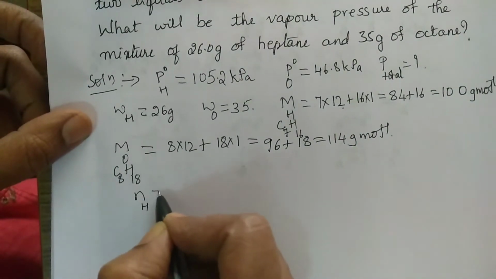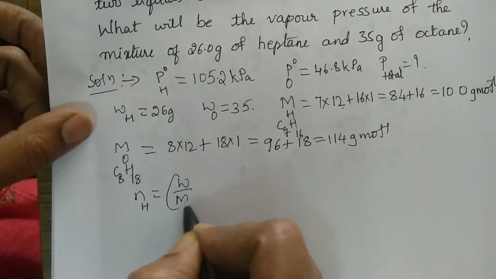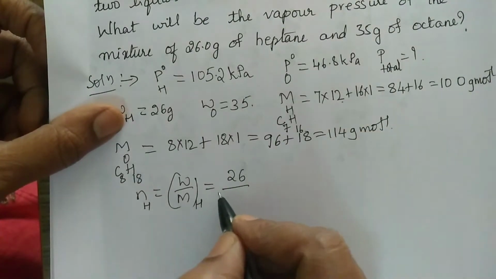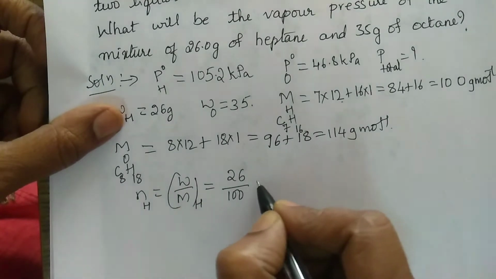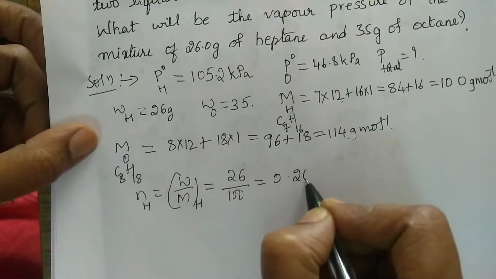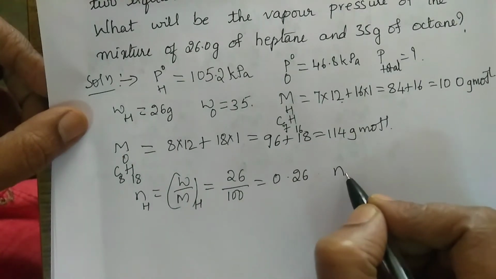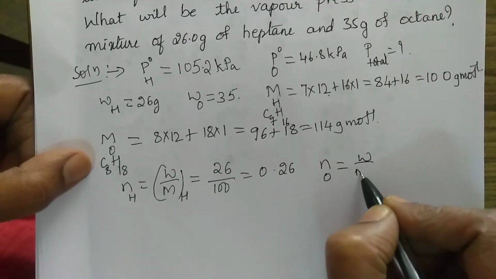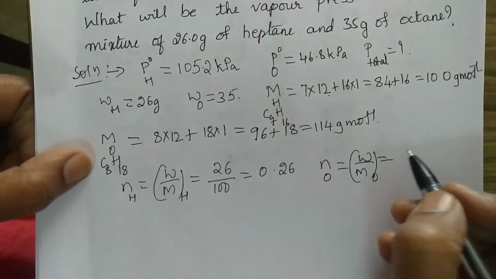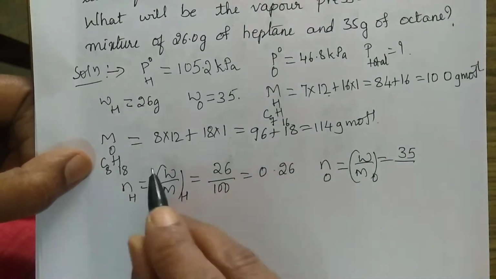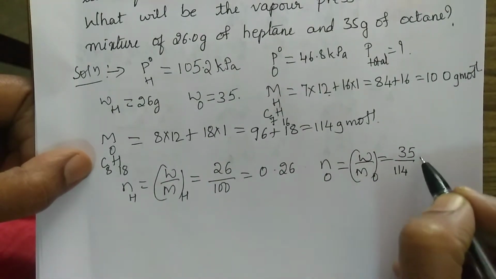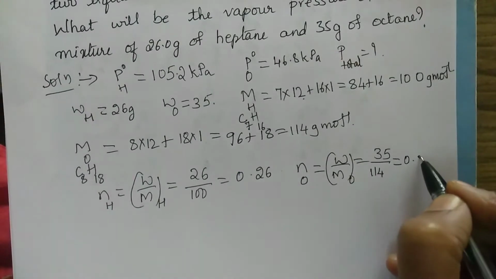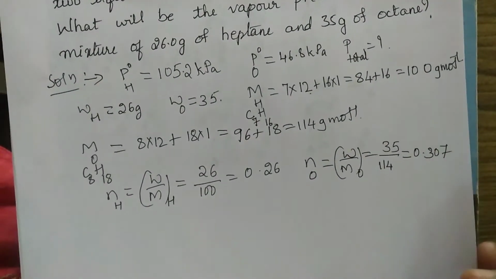Number of moles of heptane is equal to mass divided by molar mass of heptane. Mass they have given as 26, divided by the molar mass of heptane, 100, which we have just now calculated. So which is equal to 0.26. Similarly, we will calculate the number of moles of octane. Again it is mass divided by molar mass of octane. Mass they have given as 35, divided by molar mass 114, which is equal to 0.307. Pause the video and you have to do the calculation.